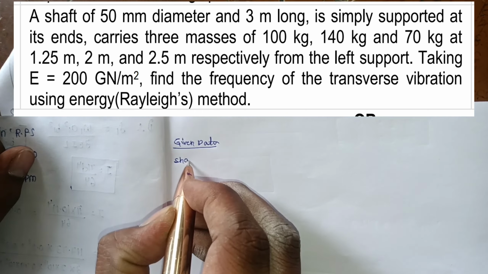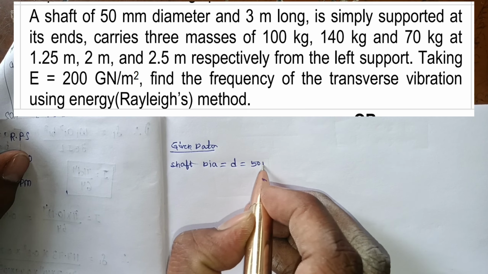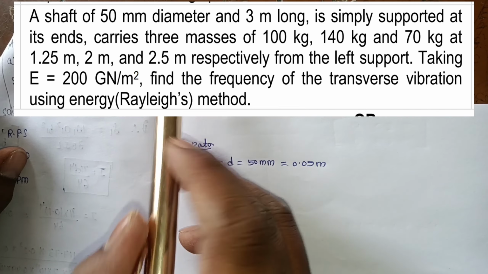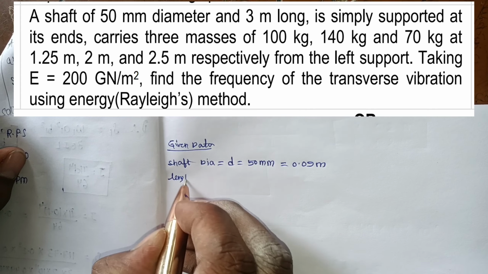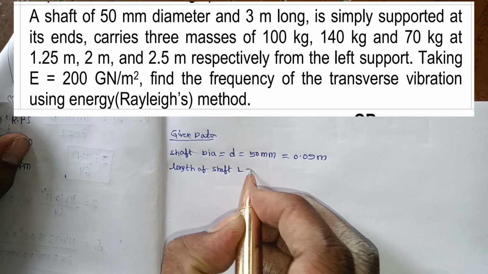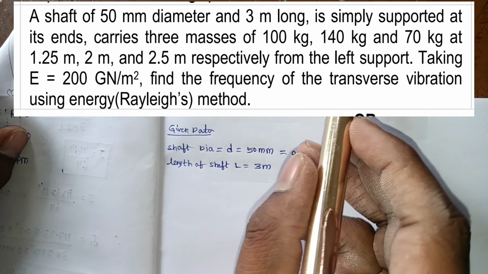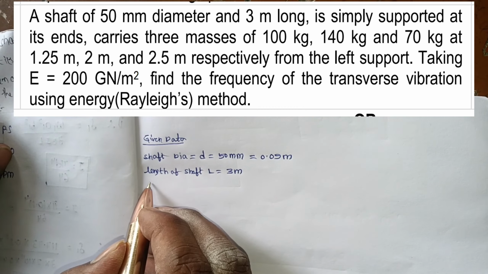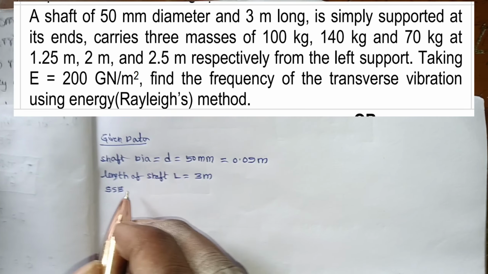Shaft diameter is given, D is equal to 50 mm. You have to convert into meters, that is 0.05 meters. And 3 meters long is the shaft length, that is L equal to 3 meters, simply supported at its ends. That means this is the SSB case, simply supported beam problem.